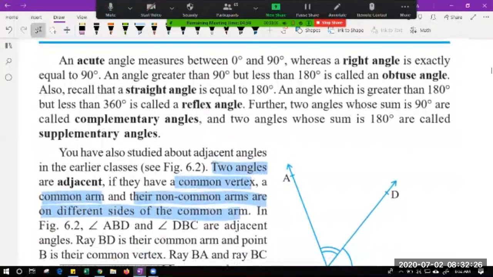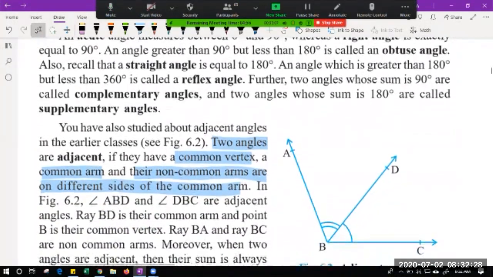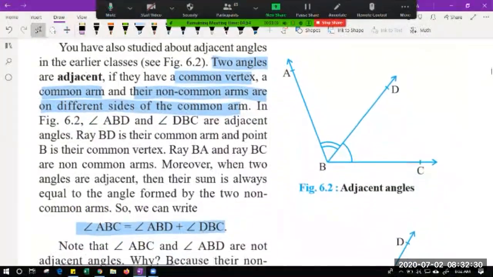Now, acute angle we have seen. Now we discussed adjacent angles also. When there are three rays, like AB is a ray, BD is a ray, BC is a ray, having a common vertex B, we can say these two are adjacent angles. Also, you can study over here, two angles are adjacent if they have a common vertex and a common arm.